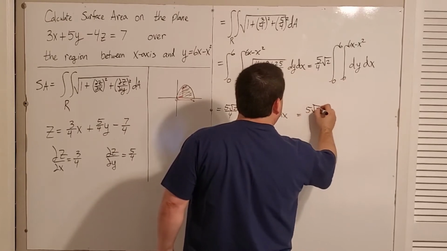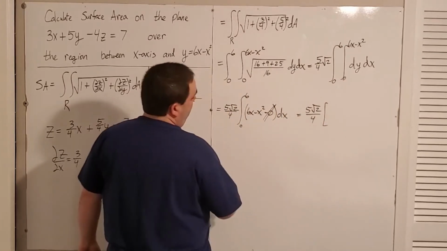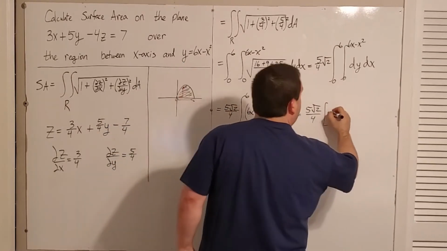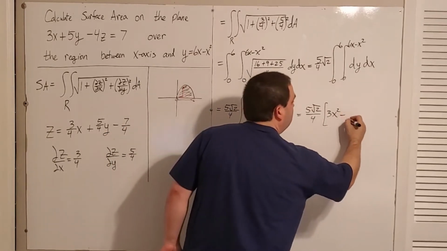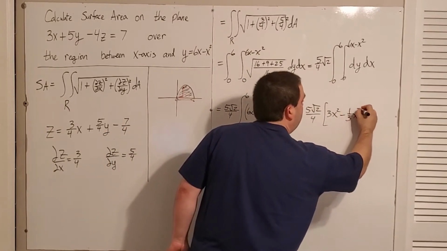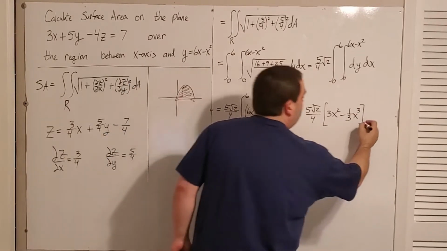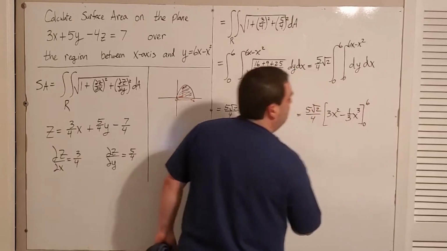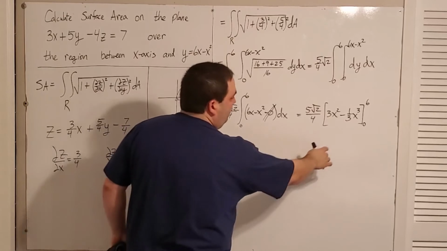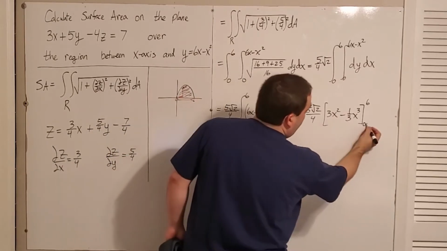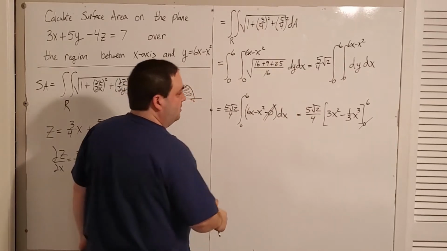So 5 square root of 2 over 4. And then my antiderivative there, I'm going to have 3x squared minus 1/3 x to the third. And that's going to be evaluated from 0 to 6, like so. All right. Now, of course, when I plug in 0, that one's going to go away. So really, I'm only having to worry about the 6.